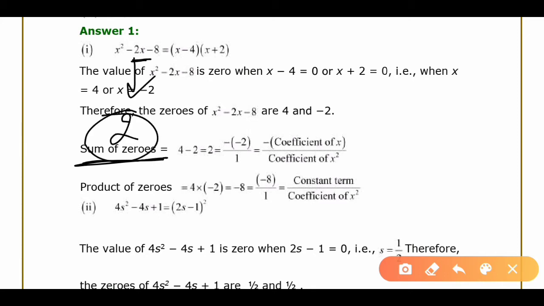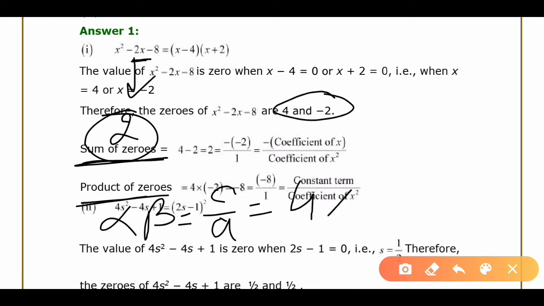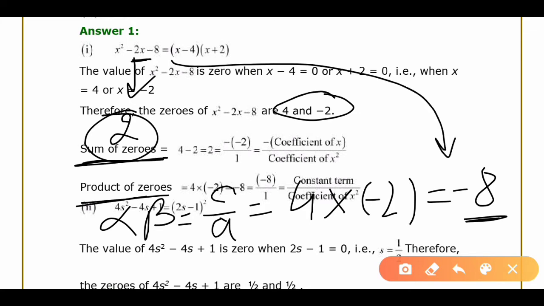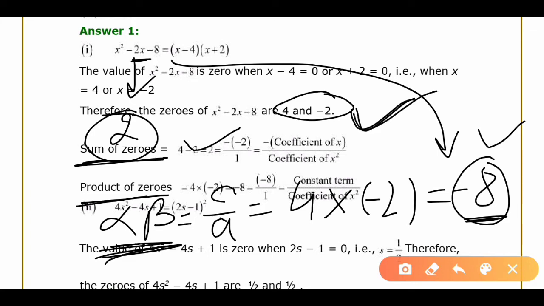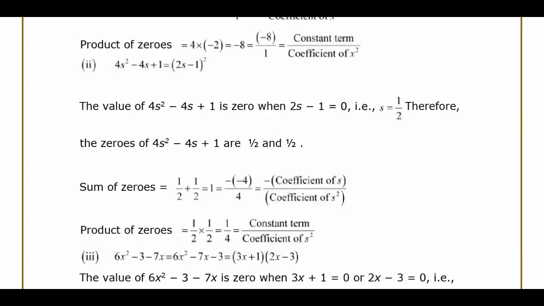Next is the product of zeros, that means alpha into beta. The product of zeros will be equal to c upon a, and that is, according to this numerical, 4 into minus 2, which gives minus 8. Now check in the equation, you can see here the product of the zeros is equal to minus 8. So these are the correct solutions for this equation. 4 and minus 2 are the correct solutions.